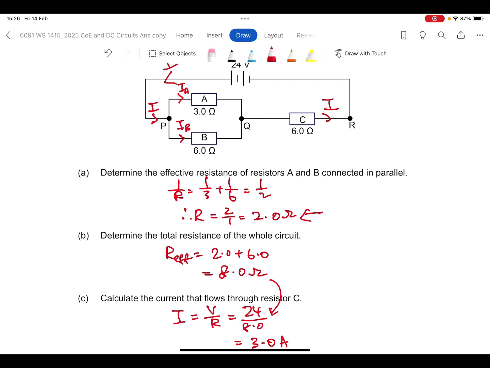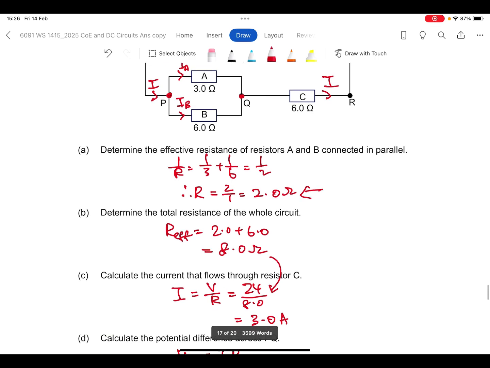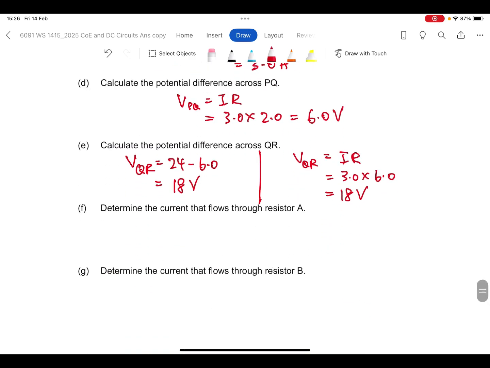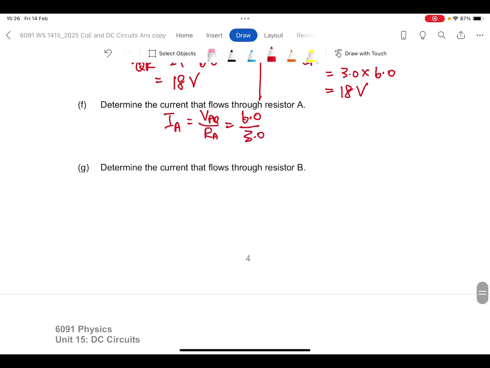So you need to have the potential difference across here first, PQ. And you can just take the potential difference across PQ divided by the resistance of that branch to get the current. So IA will be equal to VPQ divided by the resistance A. So VPQ is what we have found, 6 volts, divided by the resistance A, which is 3 ohms. You get 2 amperes.